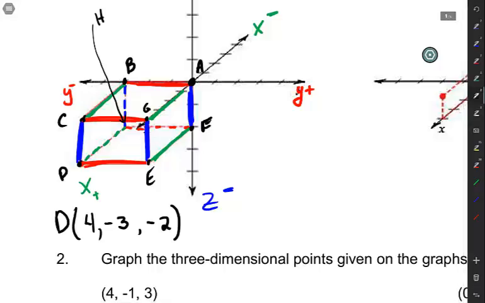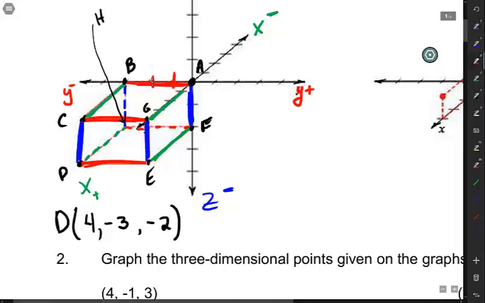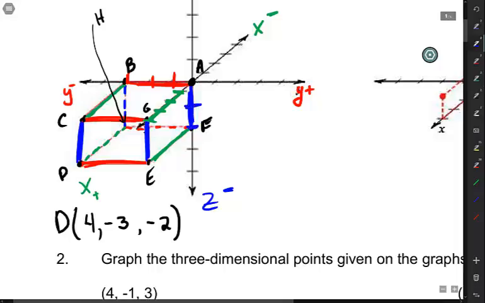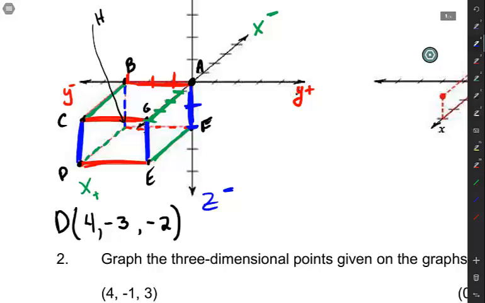Make sense? Lydia, you're giving me that look like I'm not quite sure. I'm trying to figure out how it's going -3. Okay, so let me do some counting here. Here's 1, 2, 3 on the red. On the green, we have 1, 2, 3, 4 forward. Remember, forward is x. And then on the blue, we have 1, 2 down. Does that help? Yeah. All right, let's slide over to here.